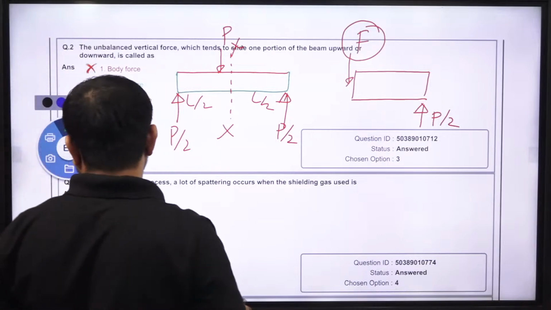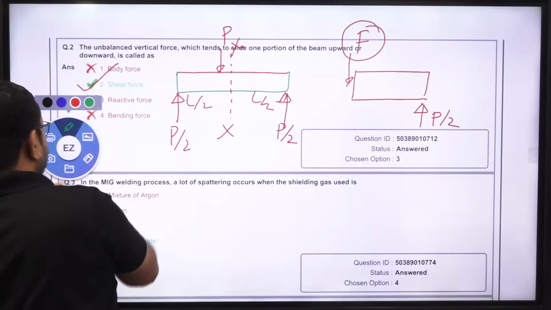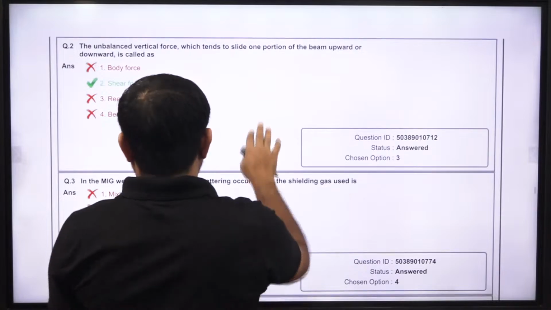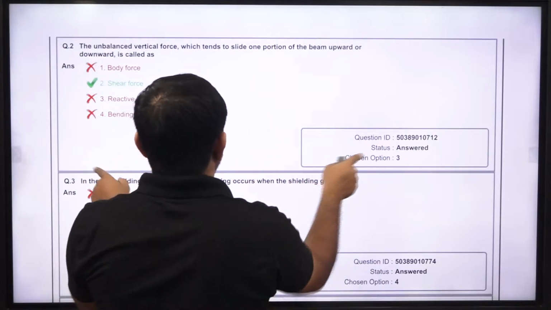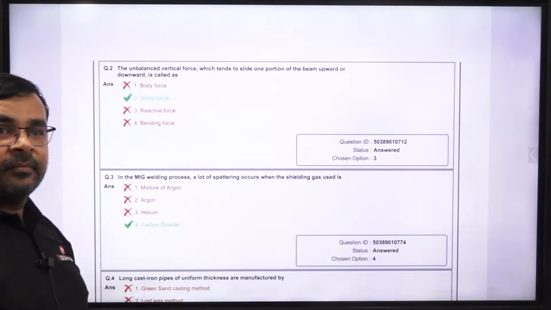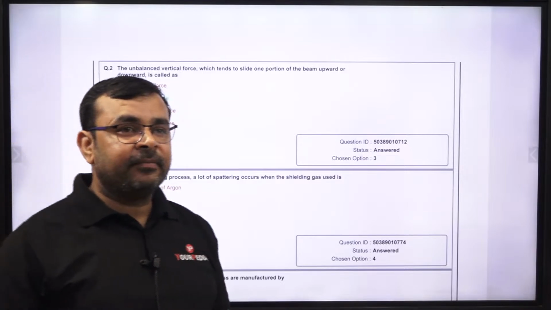Sir, the blurry image shows. Okay, so let's see. So the correct answer is option C. Let me correct it. Okay, now it is visible. Tell me, now is it visible properly?